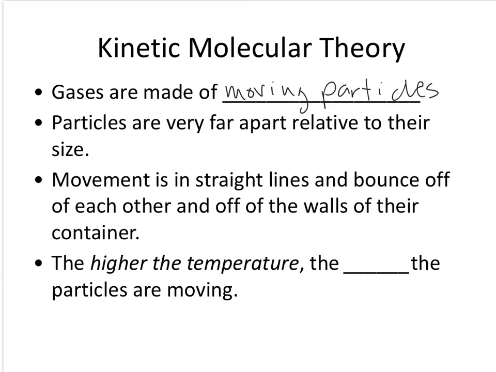They're also always going to move in a straight line and bounce off of each other or off the walls of their container. So they have what we call perfectly elastic collisions. If they collide with this wall with a certain force, they're going to bounce back with equal force and just continue their momentum, or if they hit something else. And as they move more, that's actually going to increase their temperature. So the higher the temperature, the faster they're moving.